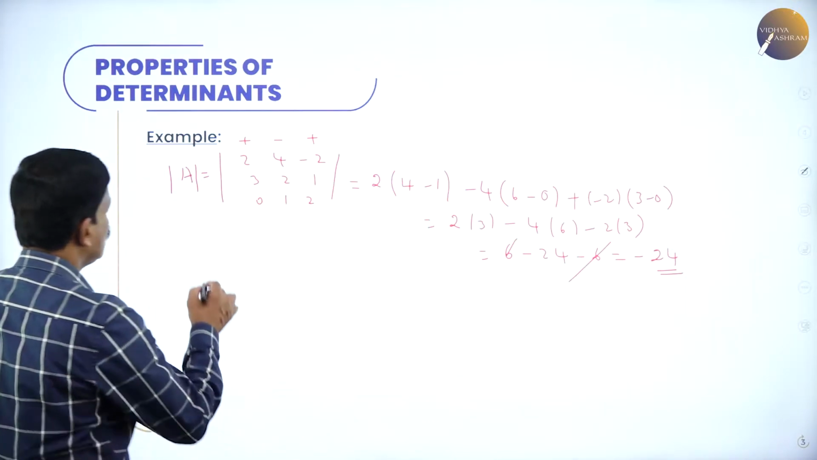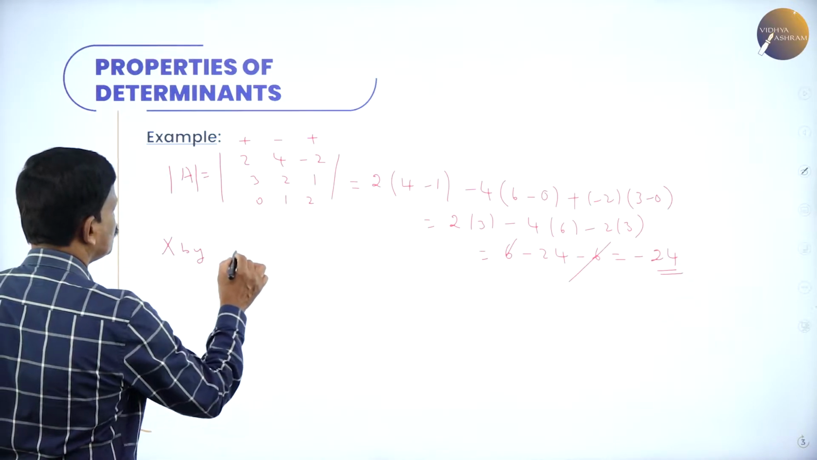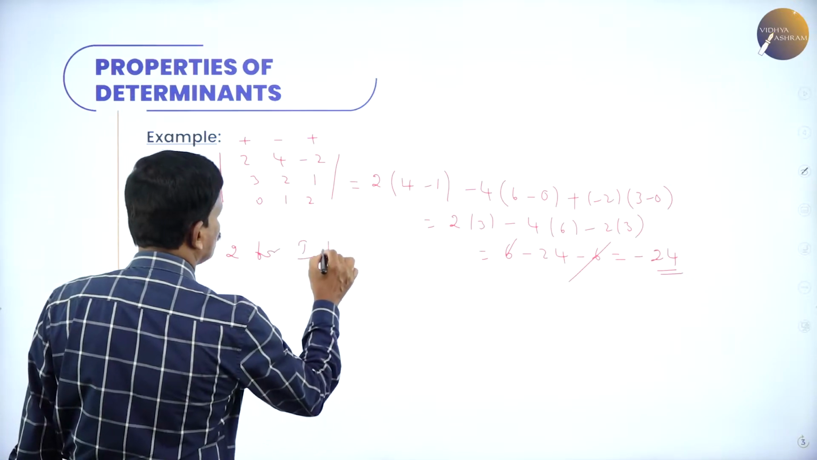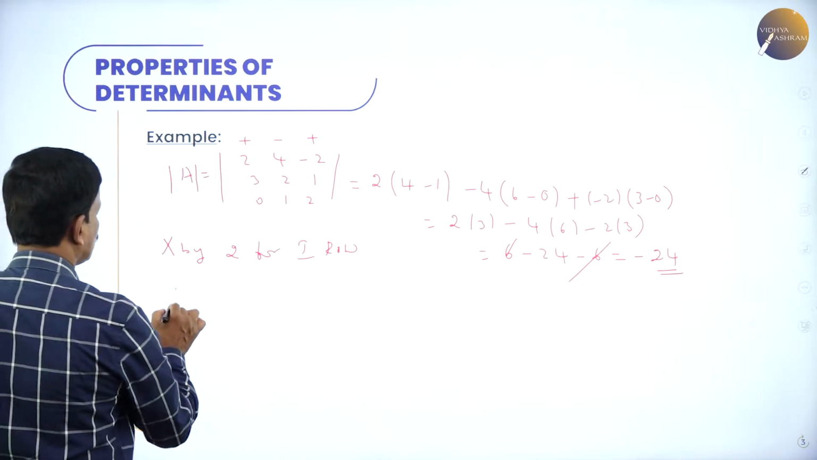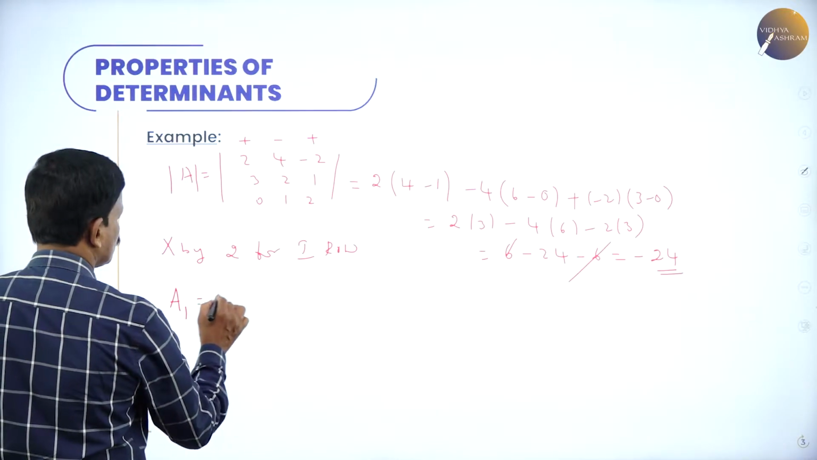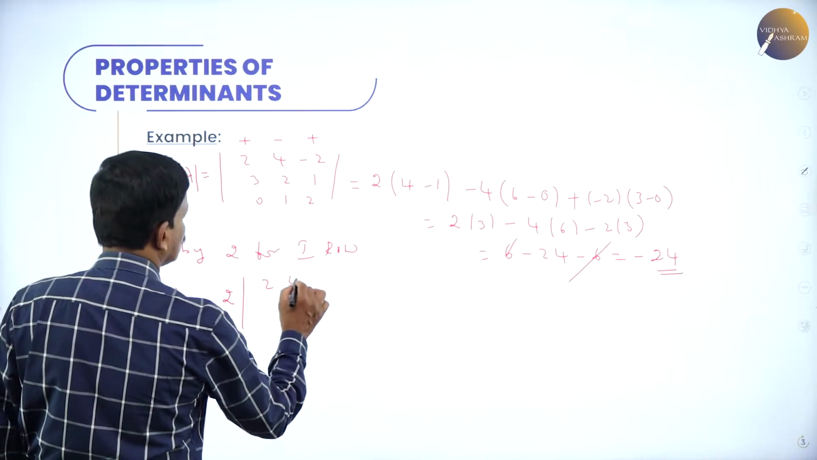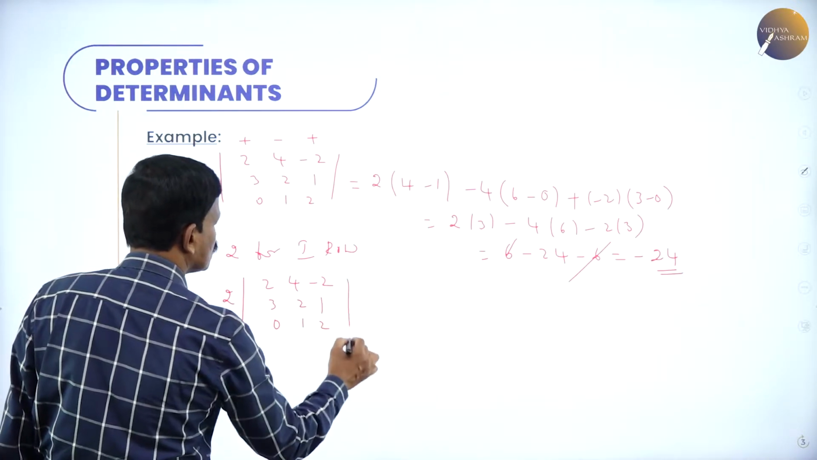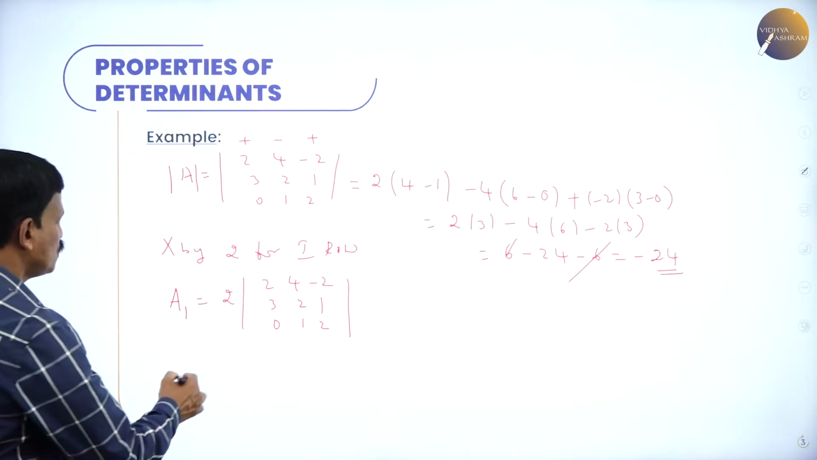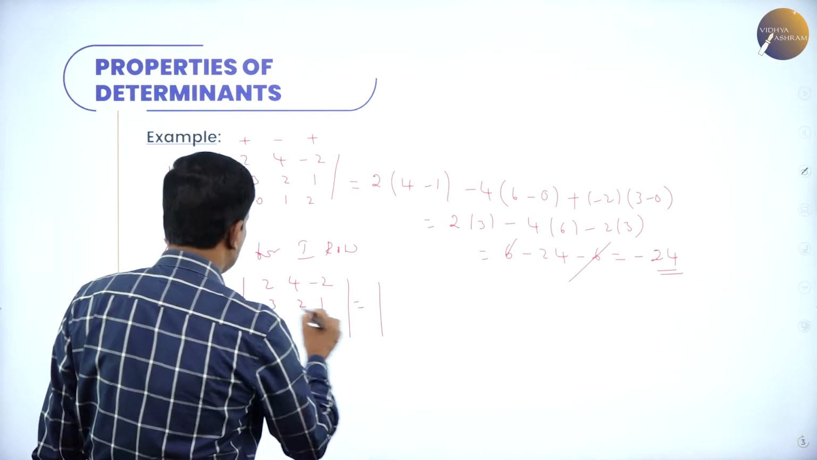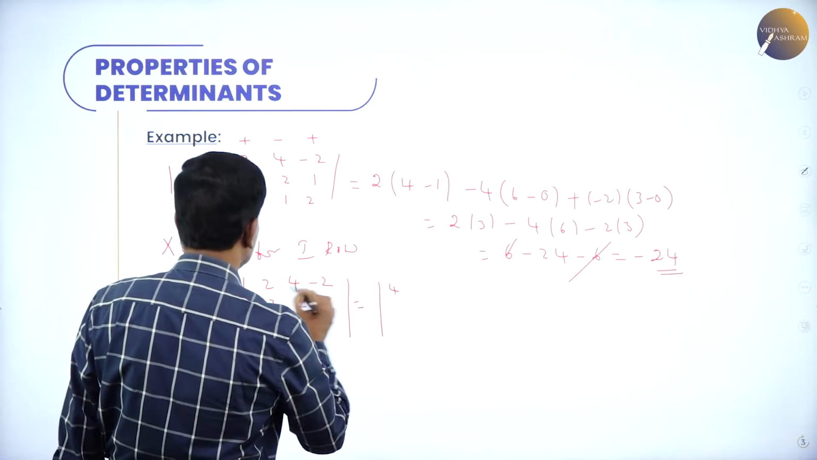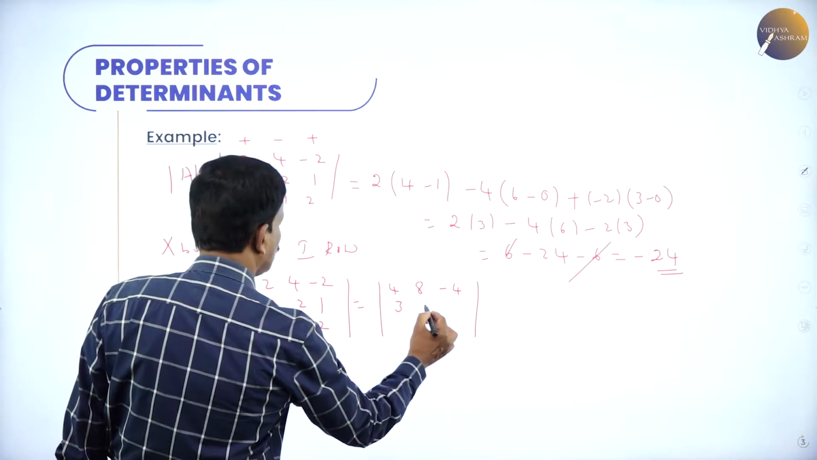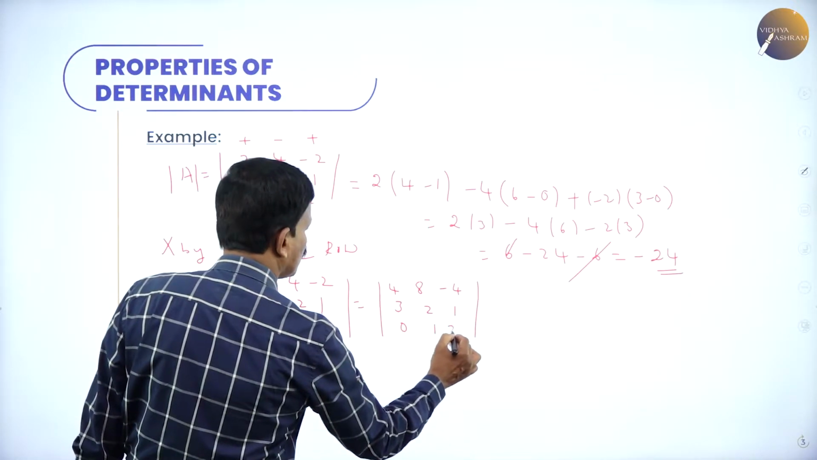Now suppose we multiply the first row, call it A1, by a constant 2. Each and every element is to be multiplied by 2. 2 into 2 is 4, 2 fours are 8, 2 ones are 2, 2 twos are 4. The second row stays the same, 3, 2, 1, and the third row 0, 1 and 2.